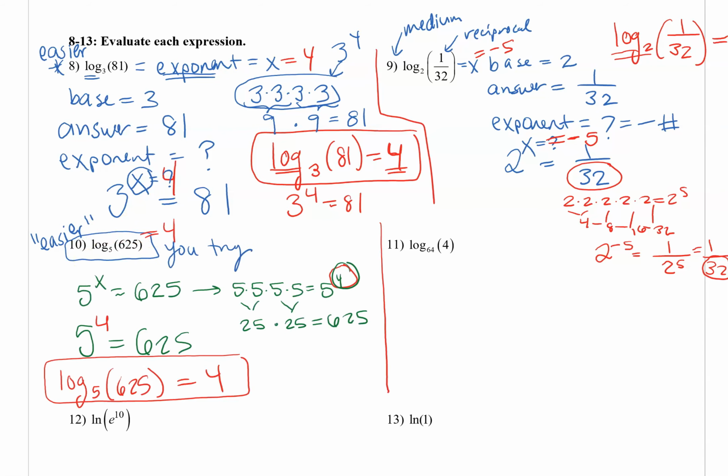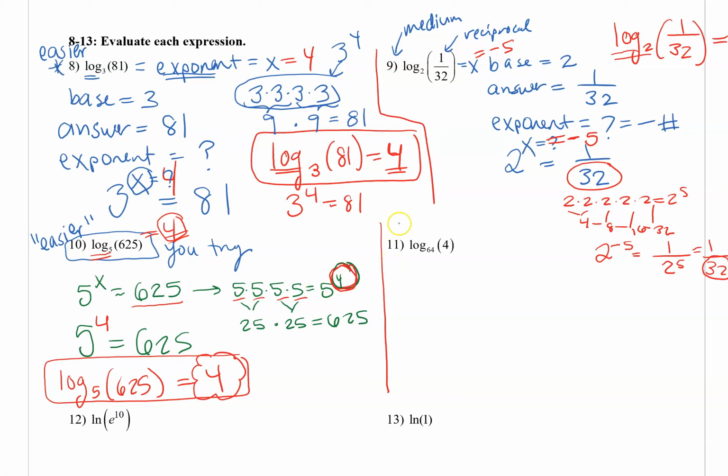So the answer is 4. And that is because that is the power you would have to raise 5 to get 625. And that's, of course, what this log expression is looking for. It's looking for the exponent. The log equals the exponent. So your job is to try to figure out how many times do you have to multiply 5 to itself to get all the way to 625. And it turns out you need to multiply it 4 times.